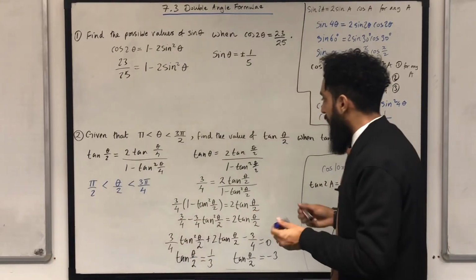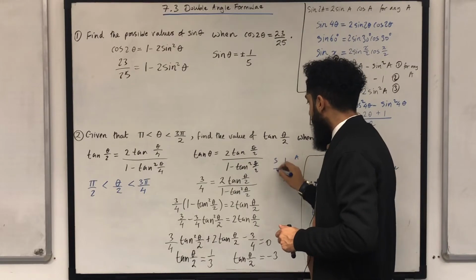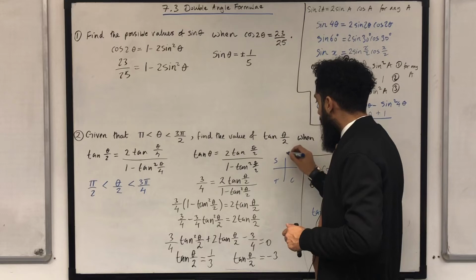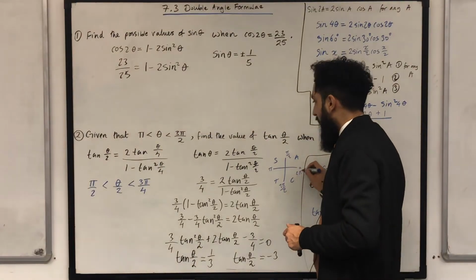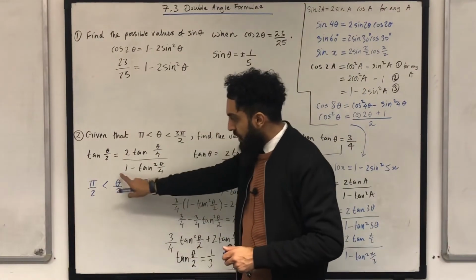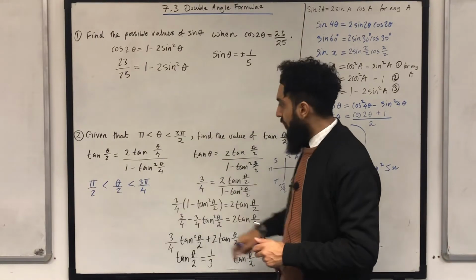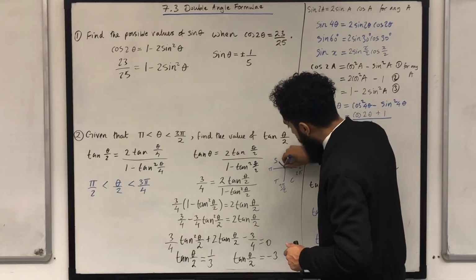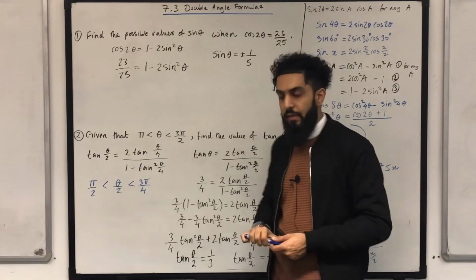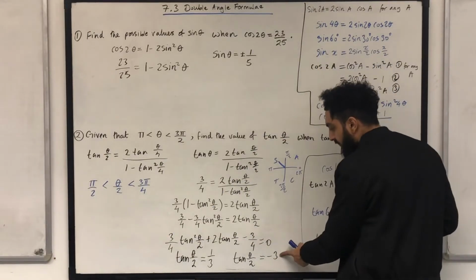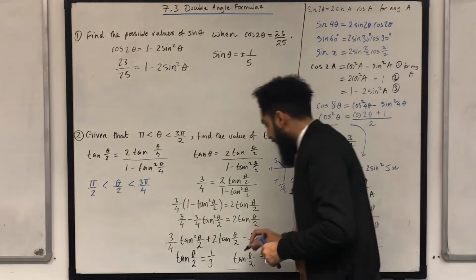So if I look at my CAST diagram, that's 0, pi over 2, pi, 3 pi over 2, 2 pi. I see that the interval is theta over 2 is more than pi over 2, but is less than 3 pi over 4. So the angle will be in the S quadrant. And in the S quadrant, only sine is positive, the rest is negative. Hence, I need to take this value for tan theta over 2, which is the negative 3. That there will be my answer.